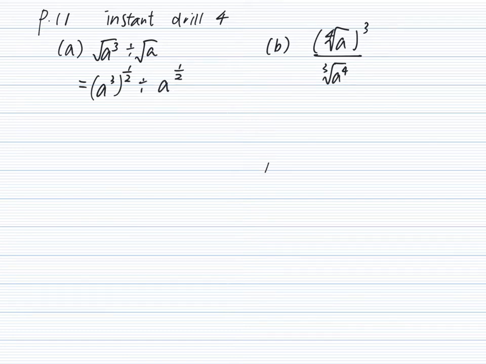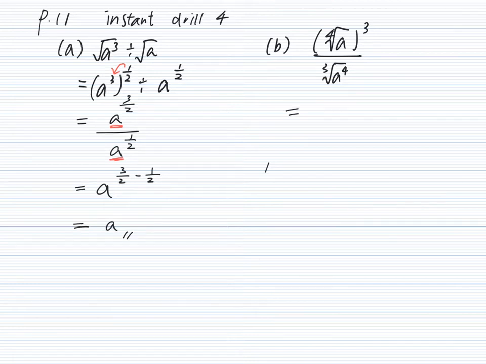I'll write it as 1 over 2 for the index. So now I dissolve the bracket, and for the first term I will have a to the power of 3 over 2 divided by a to the power of 1 over 2. Perform the law of index because now they have the same base. So I will have a to the power of 3 over 2 subtracted by 1 over 2. So that's a to the power of 1 now. Then that's the answer.